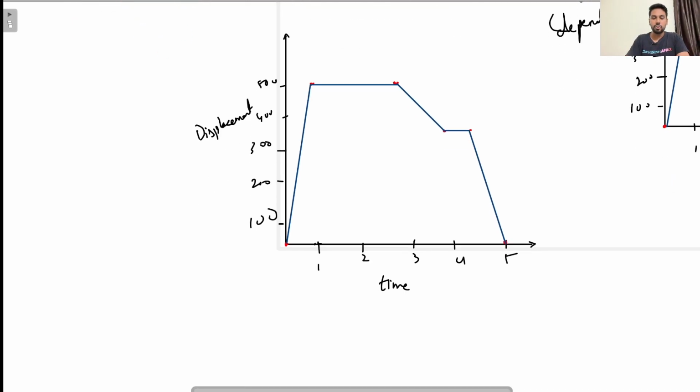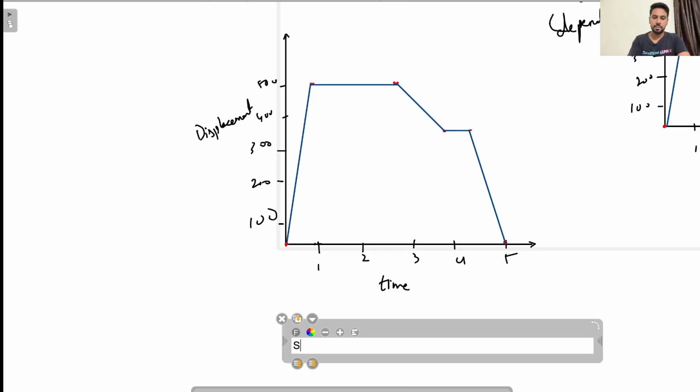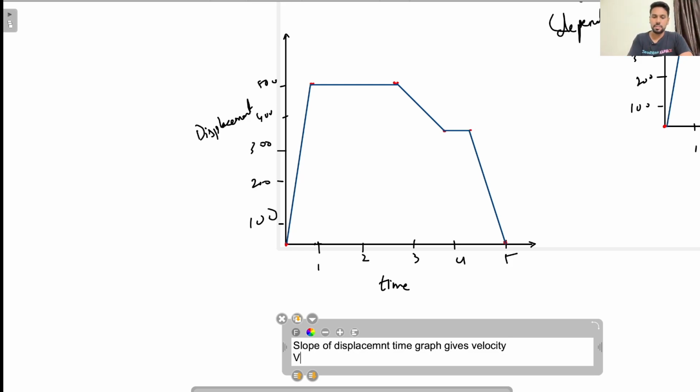Because the slope of a displacement time graph gives you velocity. This is very, very important to understand. The slope of a displacement time graph gives velocity. Velocity can be negative. Understood? Velocity is a vector quantity and velocity can be negative, and that is the reason why you are seeing a downward facing slope.